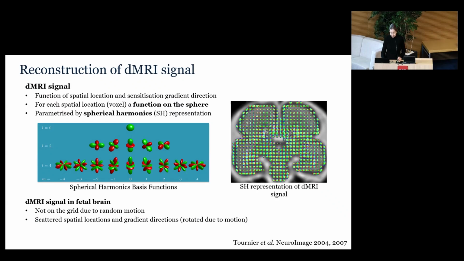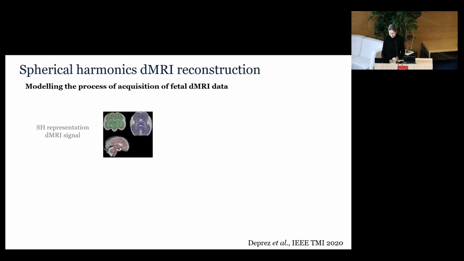It's not on the grid, obviously, due to random motion. So we have scattered spatial locations, just like with structural data, but also the gradient directions will be scattered, because every time we rotate the slice, we change the gradient direction. So we need to rotate it, and then we don't get it on a grid that we defined. So we need to reconstruct scattered data both in space and on the sphere. But that's actually not such a big issue, because we will do the same approach.